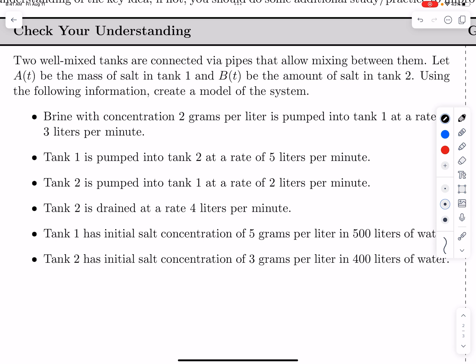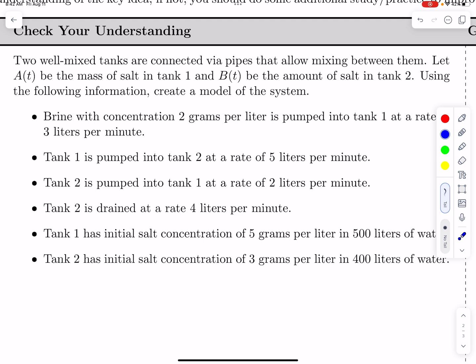So we have two well-mixed tanks connected via pipes that allow mixing between them. A is the mass of salt in tank 1. B is the mass of salt in tank 2. Using the following information, create a model of the system. Okay, so we do not need to solve this. Sometimes you write the model and then you need to solve it to answer a question. In this case, they are only asking us to create the model.